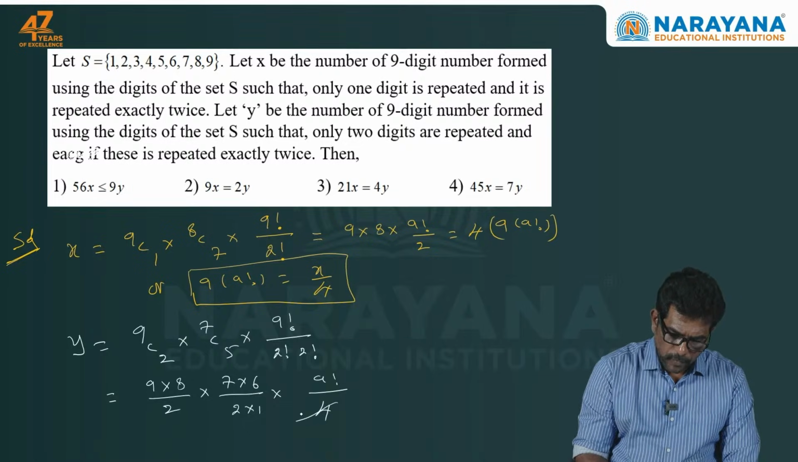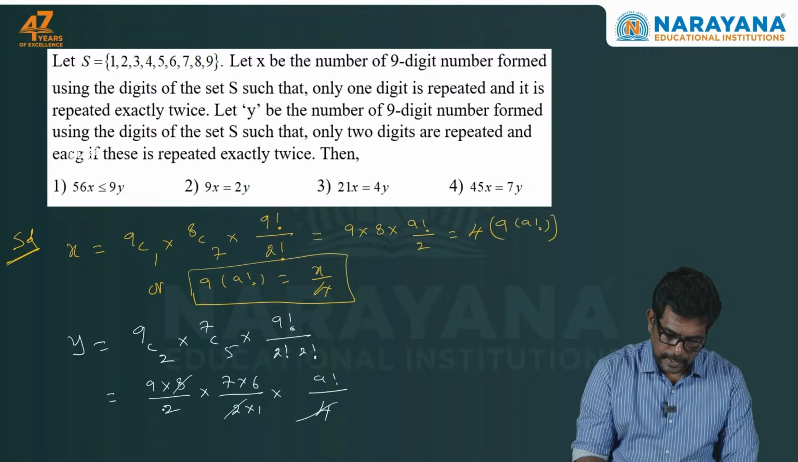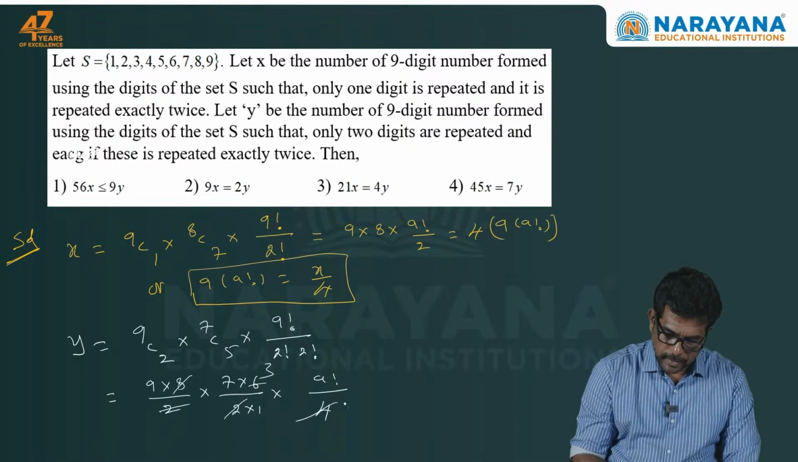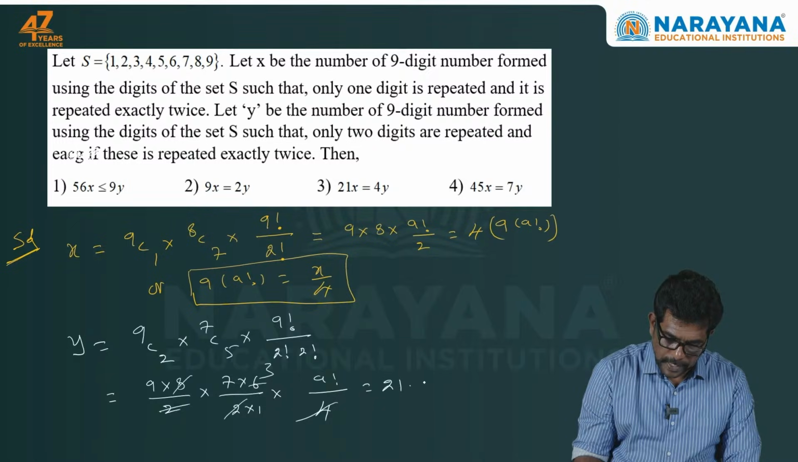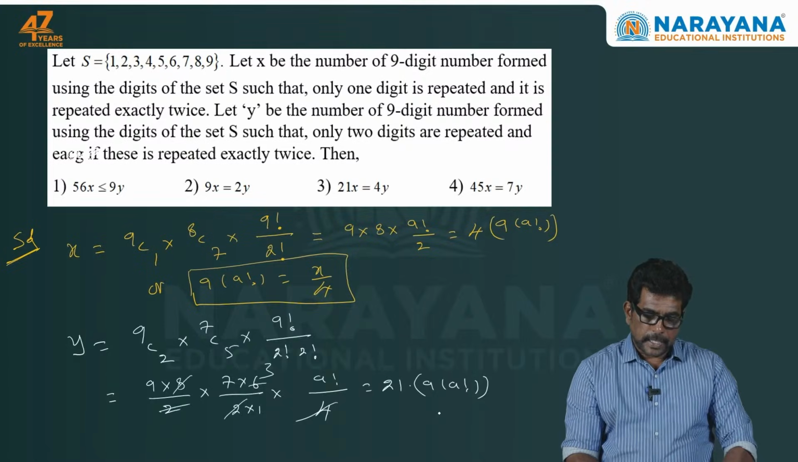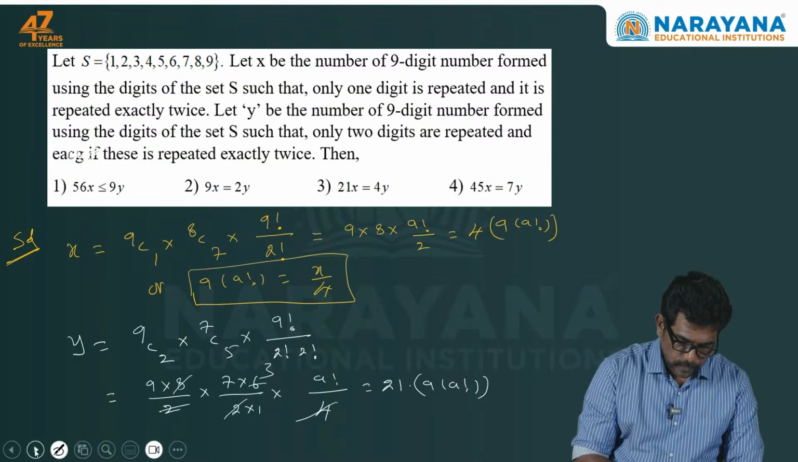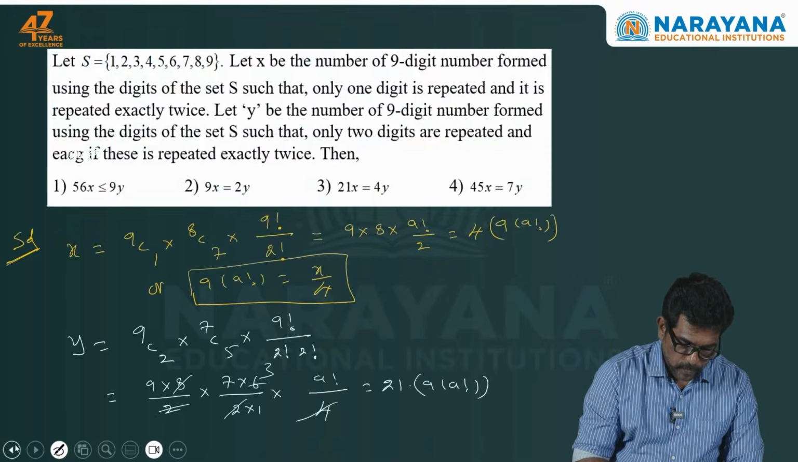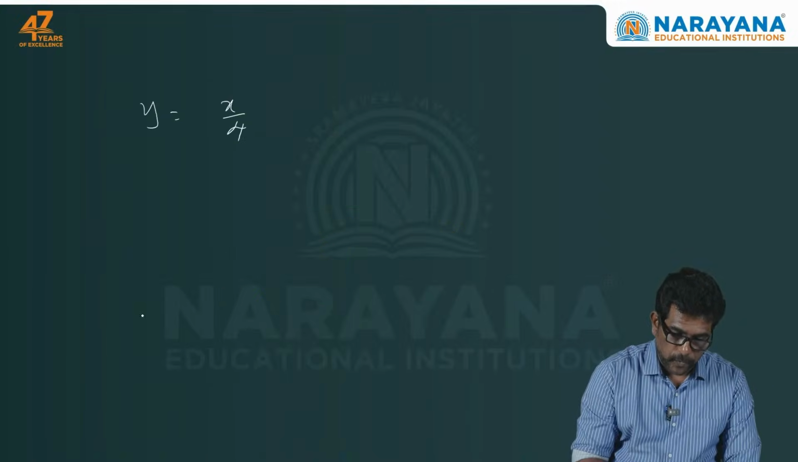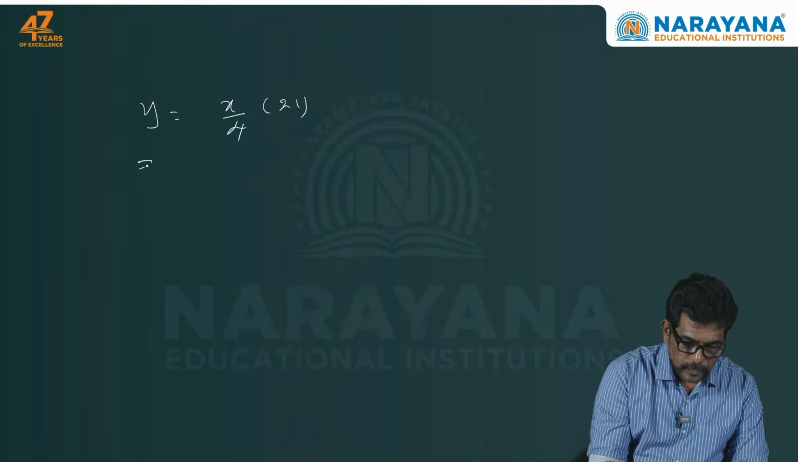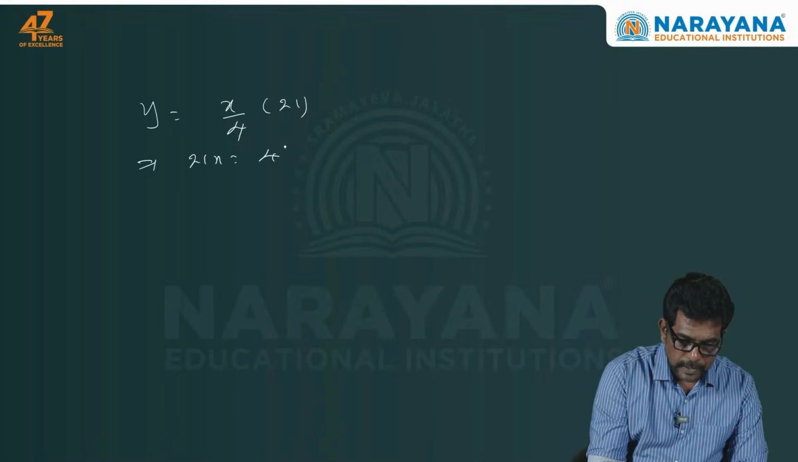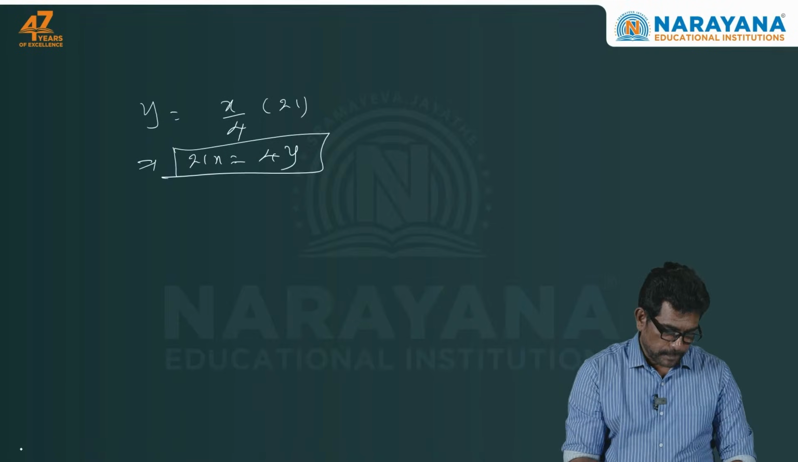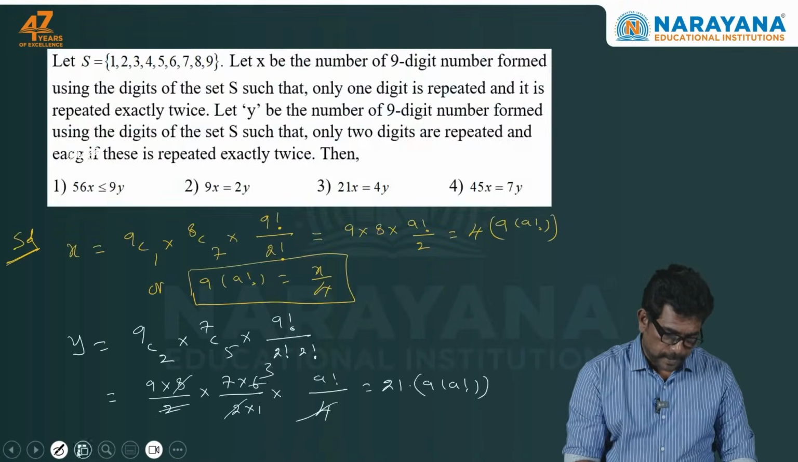Now observing, 4 into 2, 8 is cancelled. Here 2 into 3 is cancelled. Now this is equal to 21 times 9 into 9 factorial. This 9 into 9 factorial is replaced with X by 4. That is, Y is equal to X by 4 into 21. So from this, 21X is equal to 4Y. Observing the options, the third option is right.